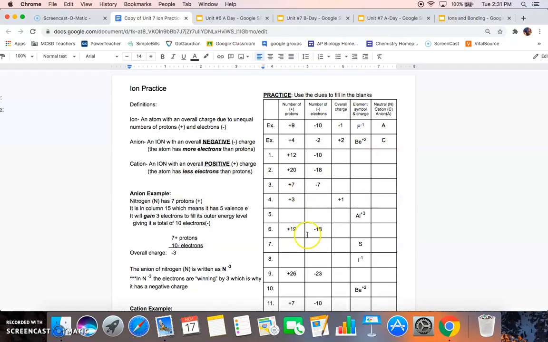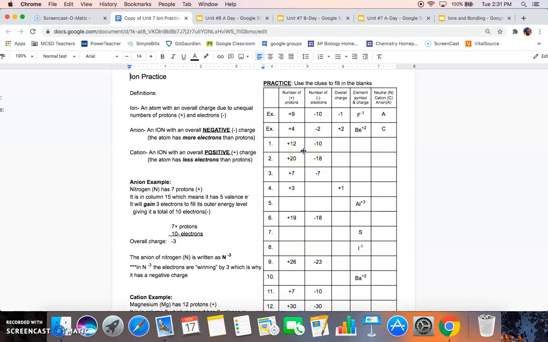And that's kind of what we're going to look at over here. So we have to determine the overall charge and then what my element symbol would be. You have two examples up here. I'll look at the first two that are not done. Or maybe I'll do the first one, then I'll pick another random one that's a little bit different.